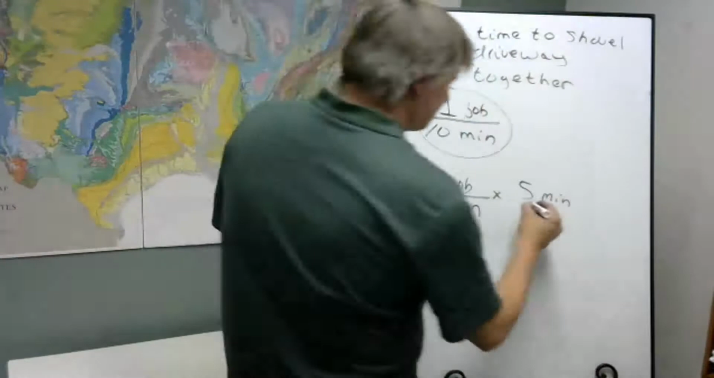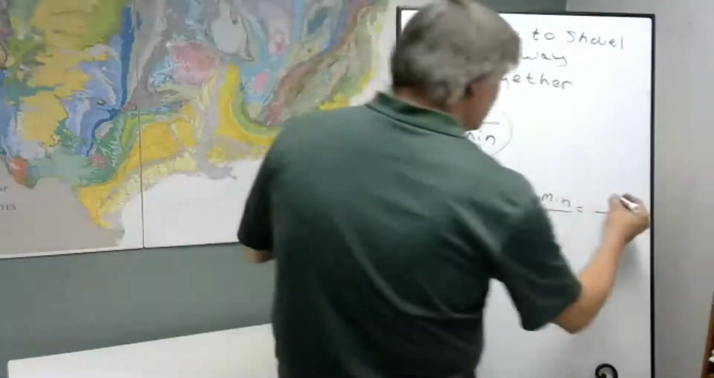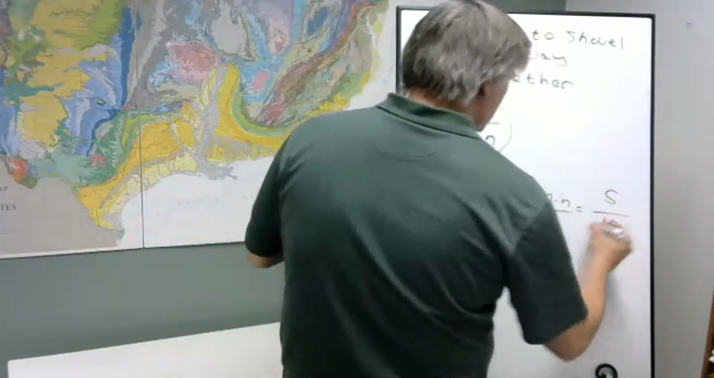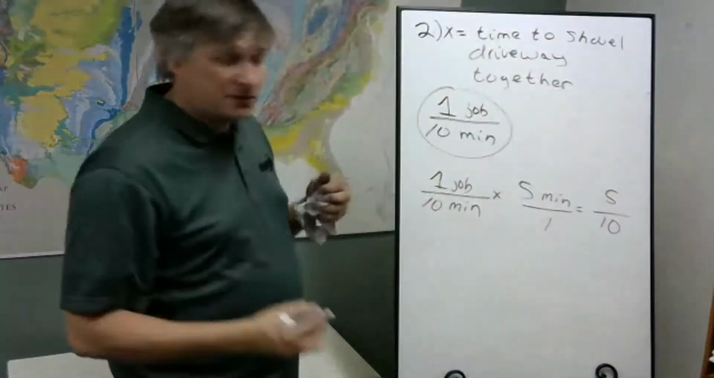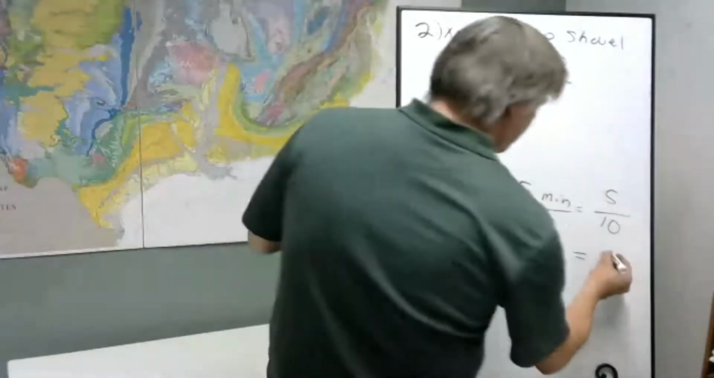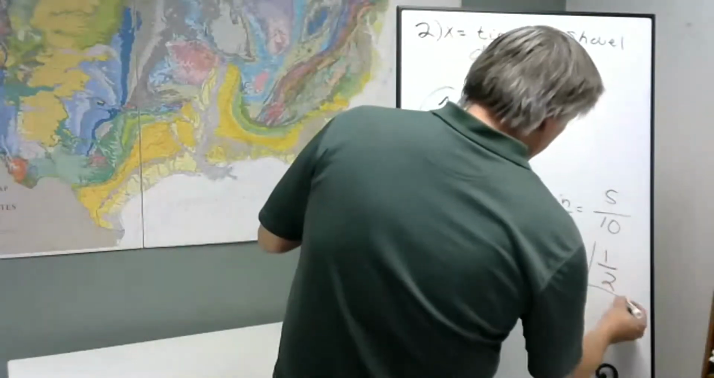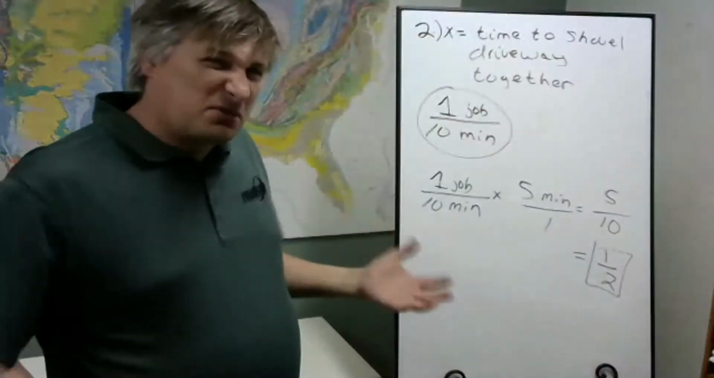Again, put it over 1. Multiply across. 1 times 5 is 5, 10 times 1 is 10. Reduce this down, divide top and bottom by 5. What you're going to get is 1/2. So this sort of makes sense.